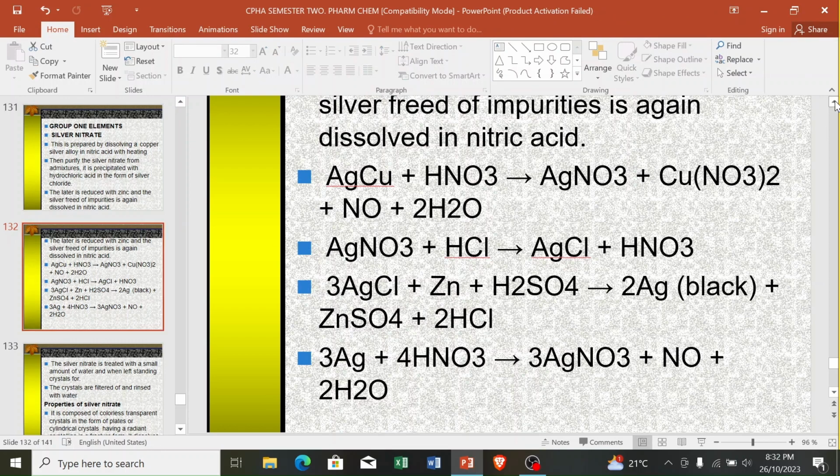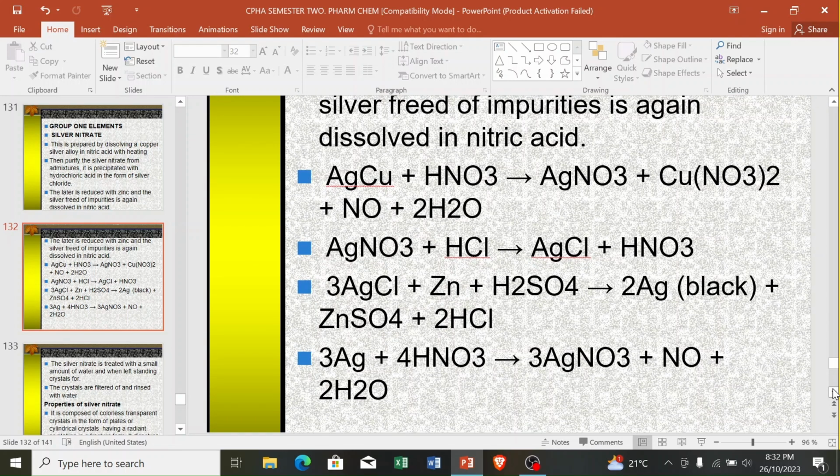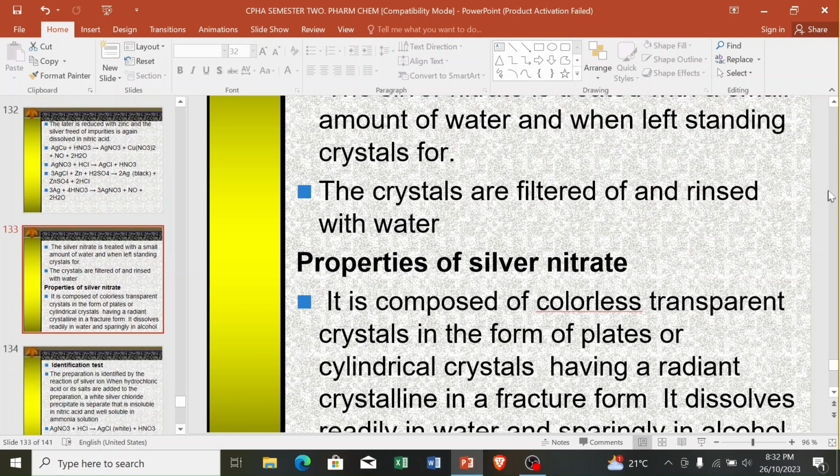where we are now, actually, in this slide, which says the latter is reduced with zinc, and then the silver freed of impurities is again dissolved in nitric acid. So you find that after that, since our aim, we have now got the silver metal, so we need now silver nitrate. So we react the resultant residue with our nitric acid to give us silver nitrate, nitrogen monoxide, and water.